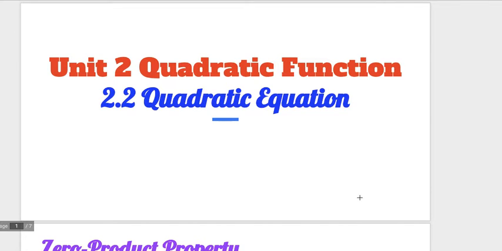Hello everyone, today we are going to continue the conversation about quadratic equations. We are going to introduce another way to solve quadratic equations. Before we start the topic, let's have a quick review regarding some key terms we mentioned before.